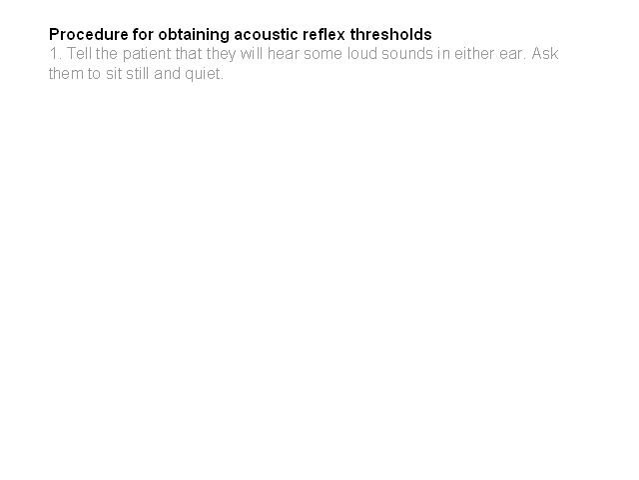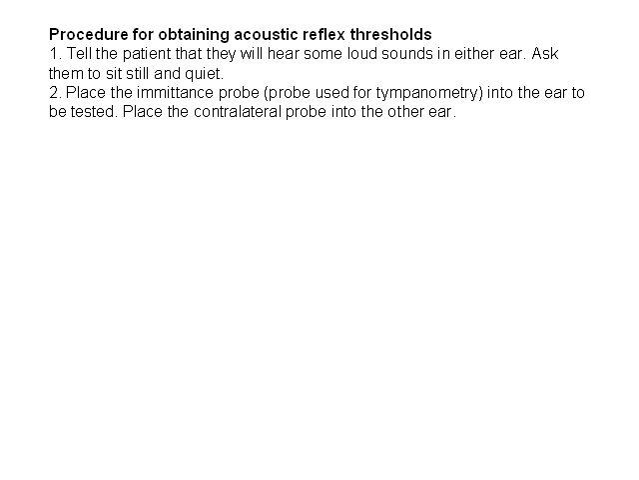Let us now look at the procedure for obtaining acoustic reflex thresholds. First, tell the patient that they will hear some loud sounds in either ear. Ask them to sit still and quiet. Place the emittance probe into the ear to be tested. Place the contralateral probe into the other ear.